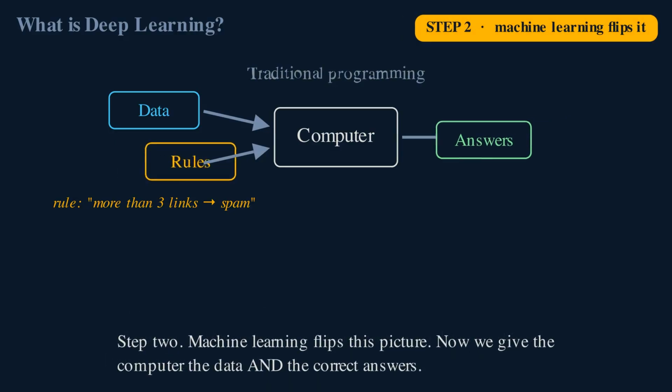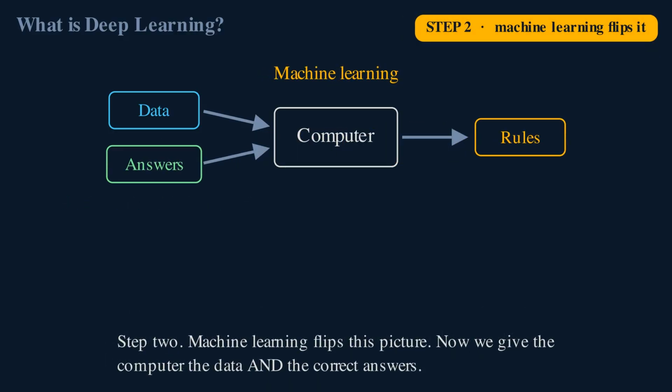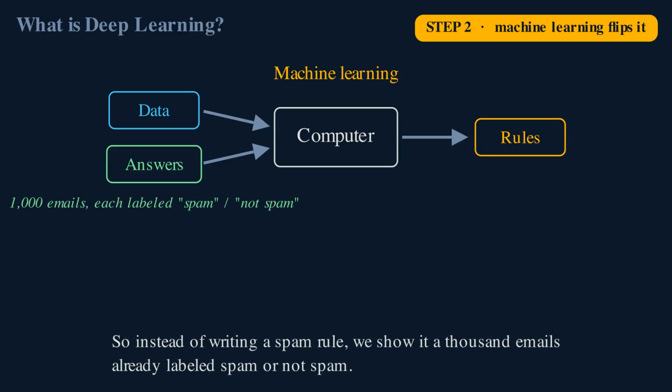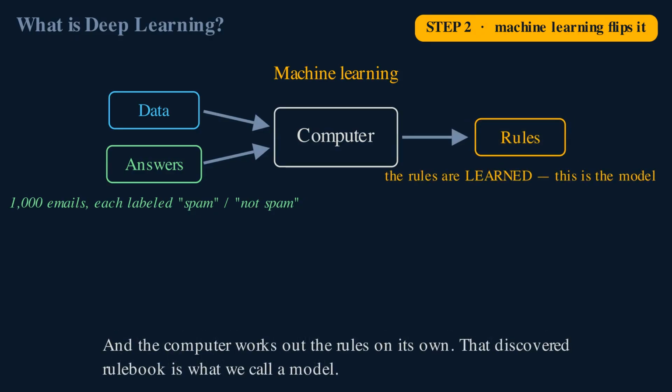Step 2. Machine learning flips this picture. Now we give the computer the data and the correct answers. So instead of writing a spam rule, we show it 1,000 emails already labeled spam or not spam. And the computer works out the rules on its own. That discovered rulebook is what we call a model.